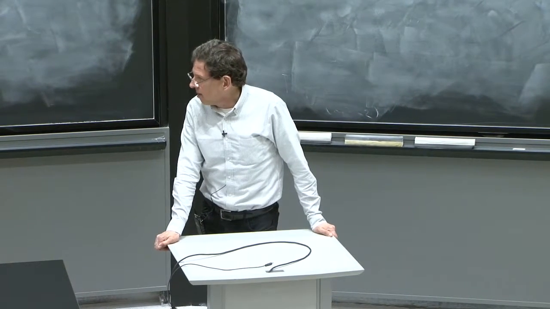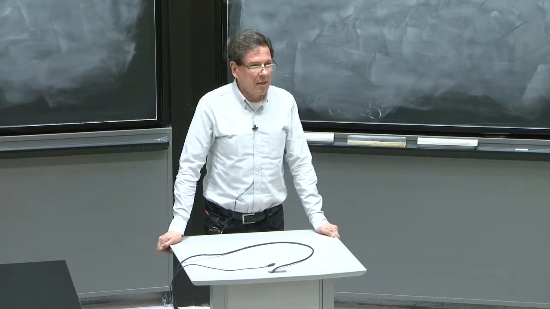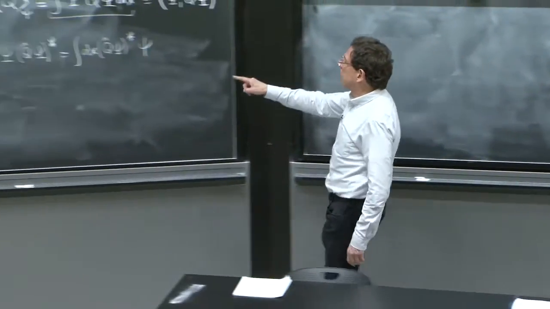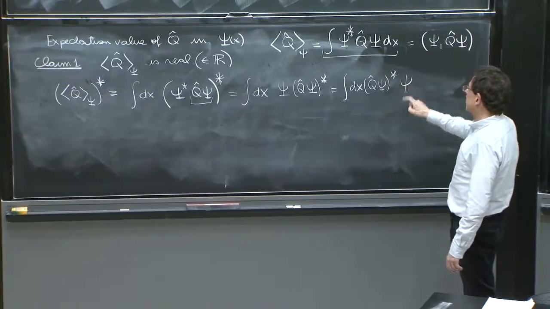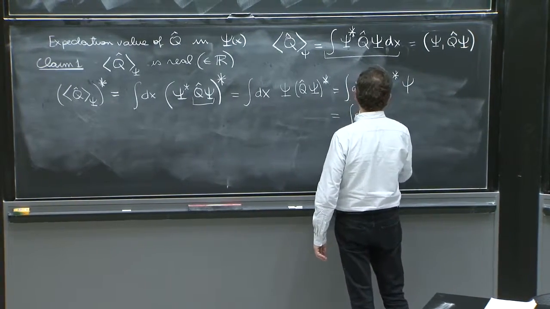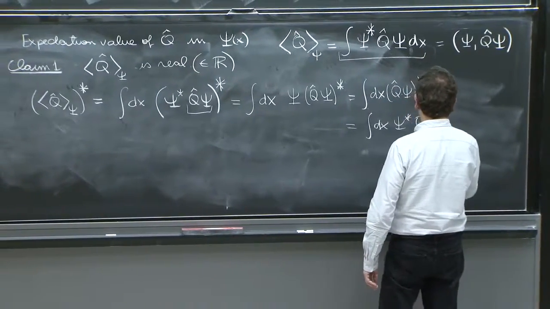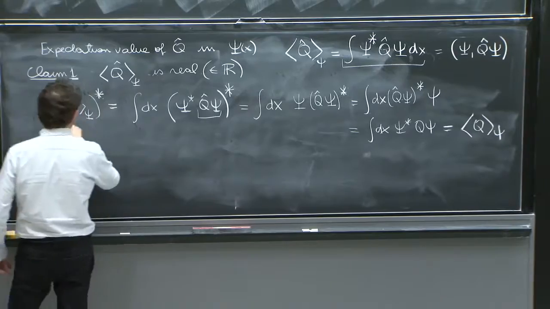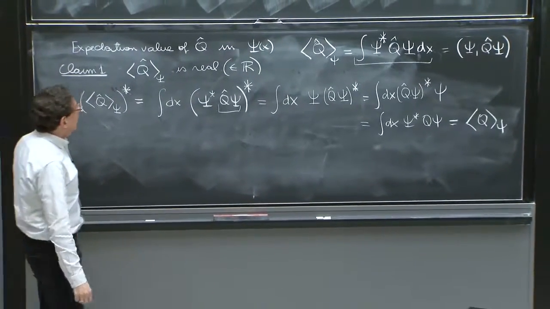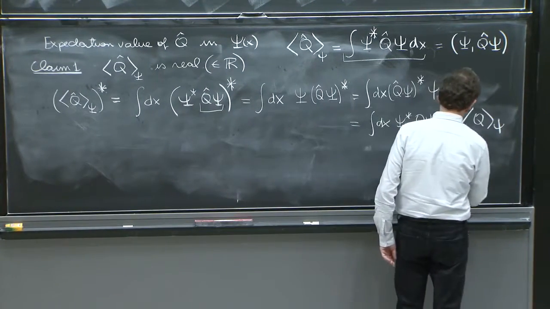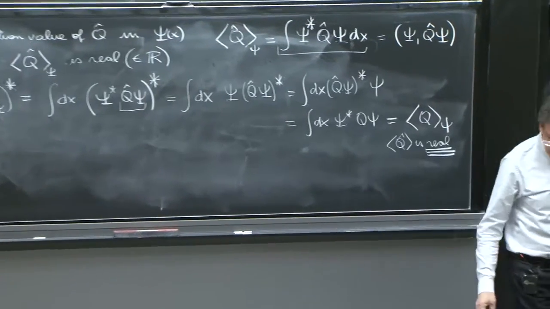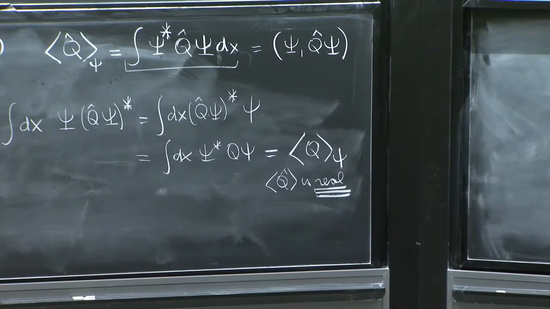They told me to complex conjugate this, so I complex conjugated it, and I'm still not there. But I haven't used that this operator is Hermitian. So because the operator is Hermitian, now you can move the Q from this first input to the second one. So it's equal to the integral dx psi star Q psi. And oh, that was the expectation value of Q on psi. So the star of this number is equal to the number itself, and that proves the claim: the expectation value of Q is real. So this is our first claim.